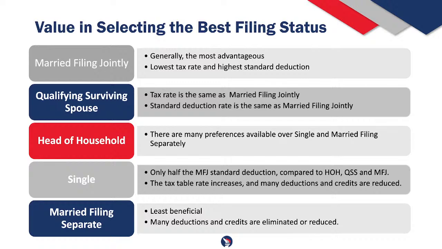And it's also lowered compared to head of household. The tax table increases at the fastest rate, and many deductions and credits are also reduced faster. That's a true statement. Married filing jointly, basically the numbers are double what the single are when we're talking about income phase-outs. Married filing separately is the worst. It's the least beneficial because it grows at the single rate, has the single standard deduction, and then, like we said, many deductions and credits are eliminated quickly or just not there at all. You can't use them just by rule.